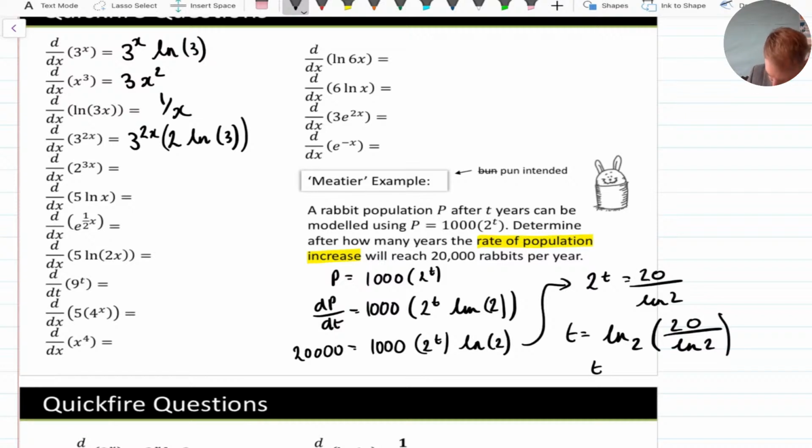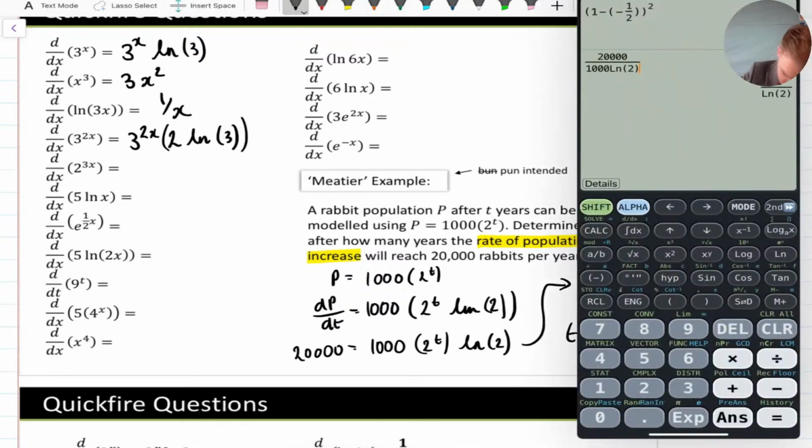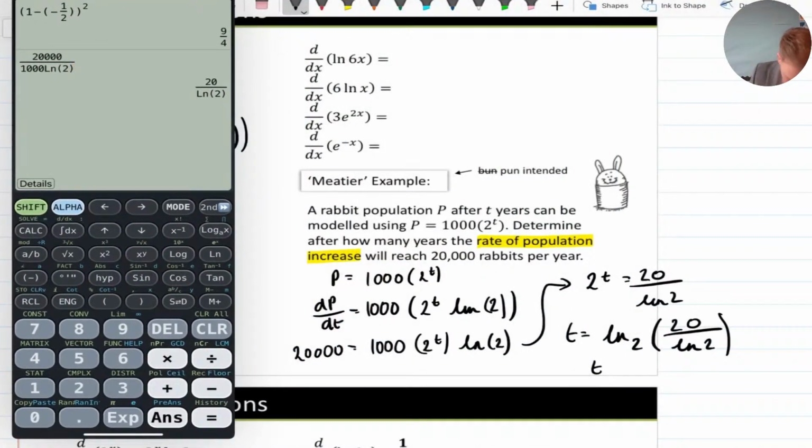Let's do it on my calculator. Log base 2 of 20 over ln 2, close the bracket, gives you something nasty. Let's write it as a decimal, which is 4.85 years.